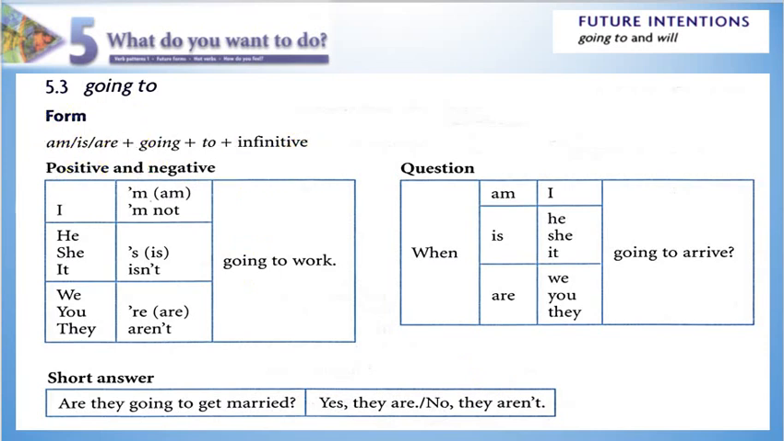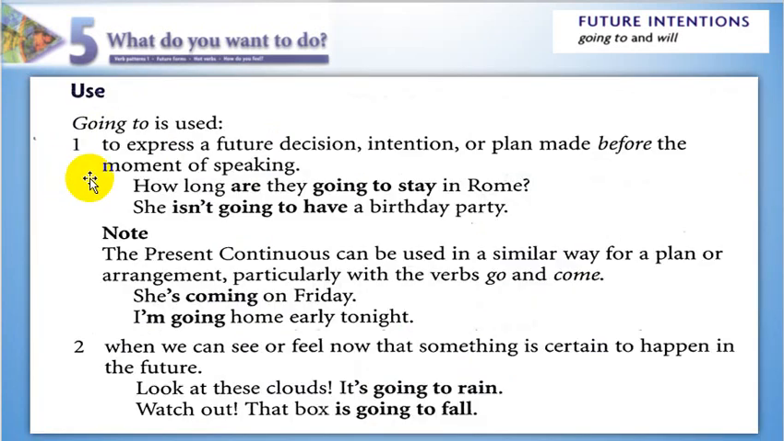Okay, now when do we use going to? Going to is used to express a future decision, intention, كما هي الحال مع will, لكن made before the moment of speaking. مع will كنا نقرر في اللحظة at the moment of speaking. لكن مع going to, future decision, intention or plan made before the moment of speaking. Example, how long are they going to stay in Rome? Staying in Rome took a long time to plan, so we use going to.